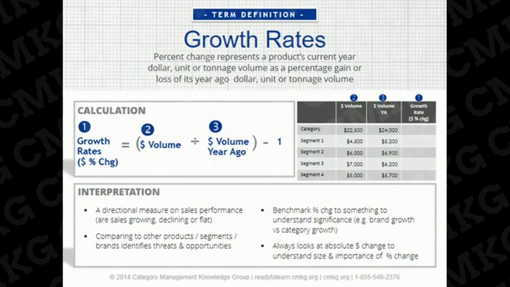In this example, we're using dollar volume to calculate the dollar volume percent change. Once again, go to your Category Assessment Master Workshop Excel file and complete the analysis for percent change in column F. Here are the answers for growth rate.